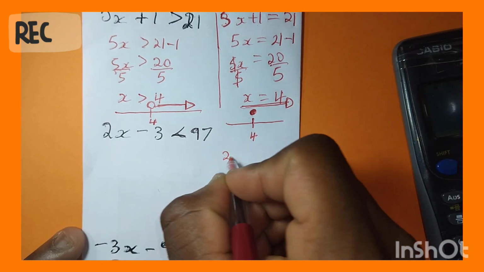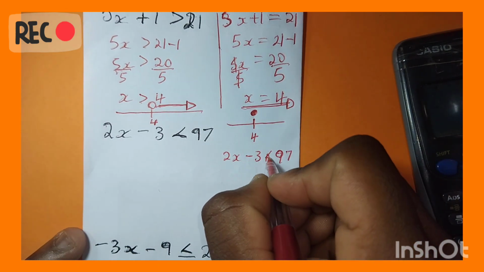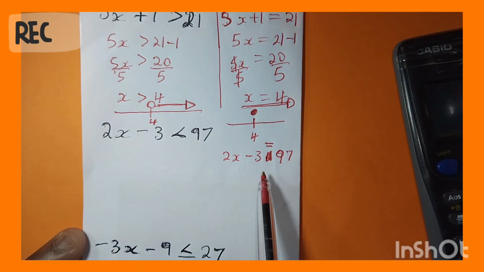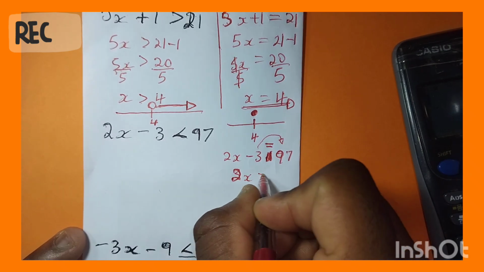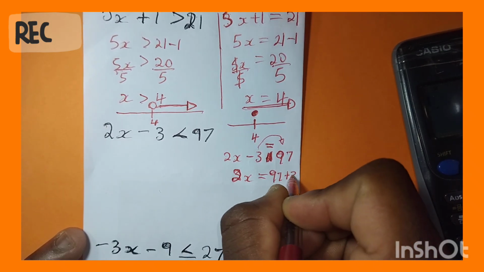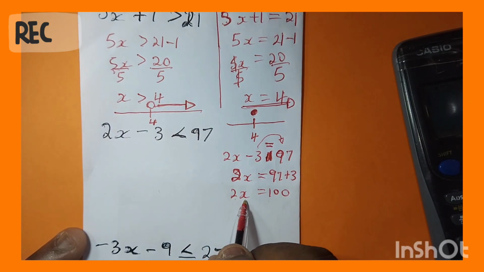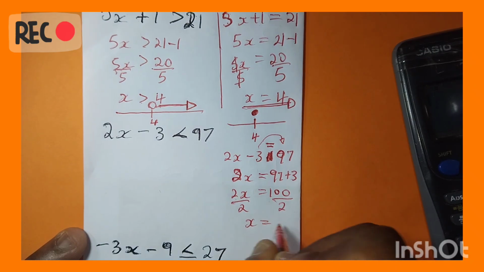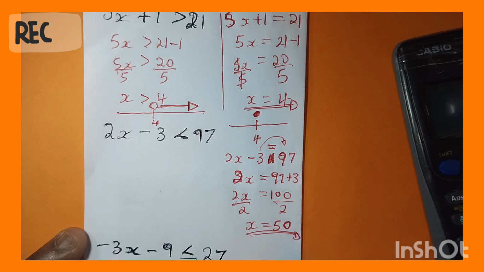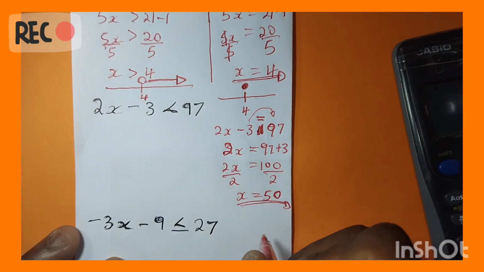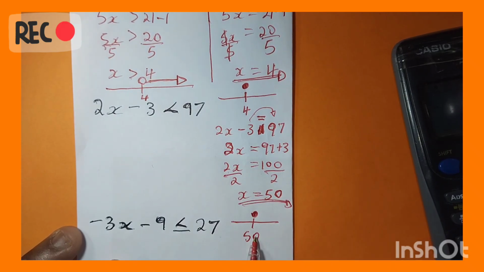If it was something like 2x plus 3 equals 9, sorry, let me just put equal there. If here there was an equal sign, obviously you're going to take this thing to the other side. Here you will have 2x equal to 9 plus 3, and this will give you 100. And what is in front of x, you divide by it, meaning x is going to be 50. So this answer only includes 50.